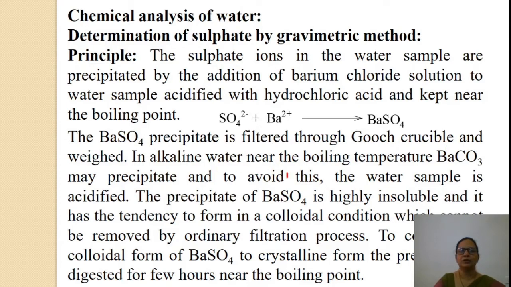In alkaline water near the boiling temperature, barium carbonate may precipitate, and to avoid this, the water sample is acidified. Here we are using sulfuric acid. The precipitate of barium sulfate is highly insoluble and it has the tendency to form in a colloidal condition which cannot be removed by ordinary filtration process. So to convert the colloidal form of barium sulfate into crystalline, the precipitate is digested for a few hours near the boiling point, kept at its boiling point for a few hours.